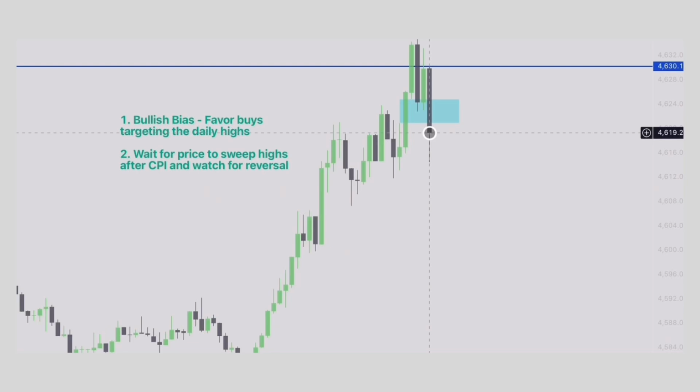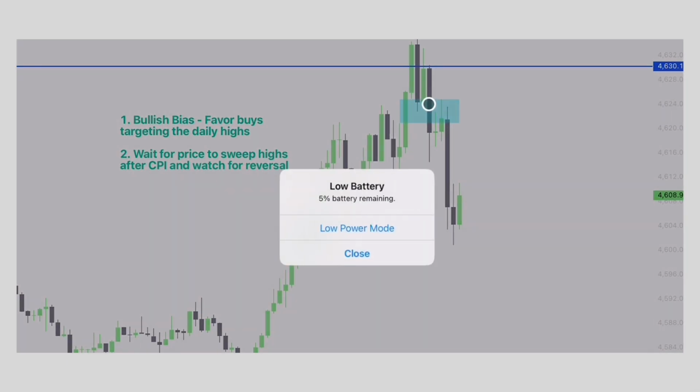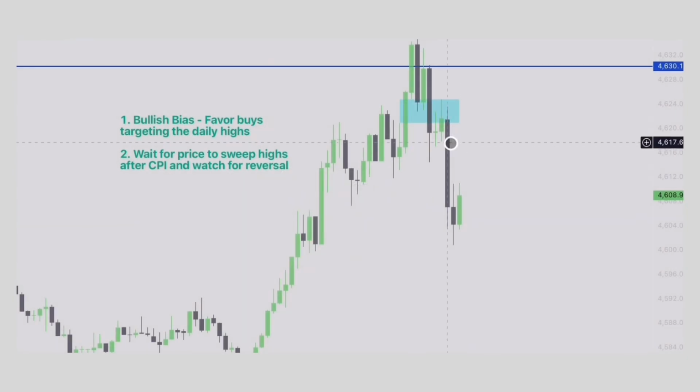So that was a move that started from 46.19, 46.20 and moved all the way down to 4600. That move took about 15 to 20 minutes. Right there. Right? So price comes back up, trades into that inverse fair value gap, gets rejected, and immediately pushes lower.